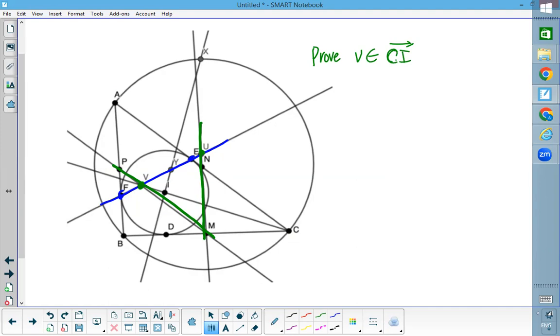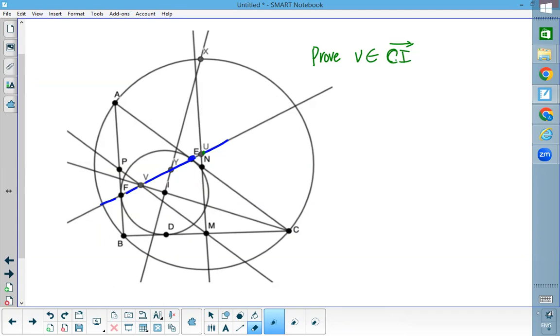The way to prove this is, if you draw in the circles, you should see that there are a lot of cyclic quadrilaterals. Problems with very few cyclic quadrilaterals are usually a lot easier. Here there are a lot, so which one do we really want to use? Probably the one that goes through V.